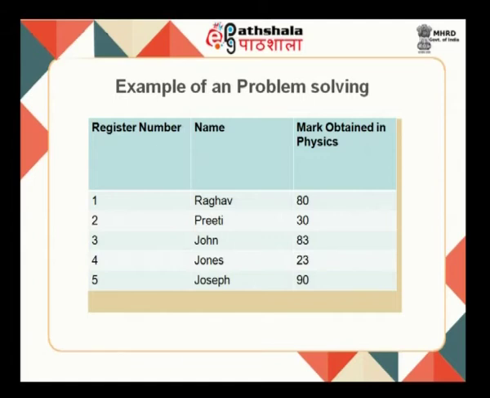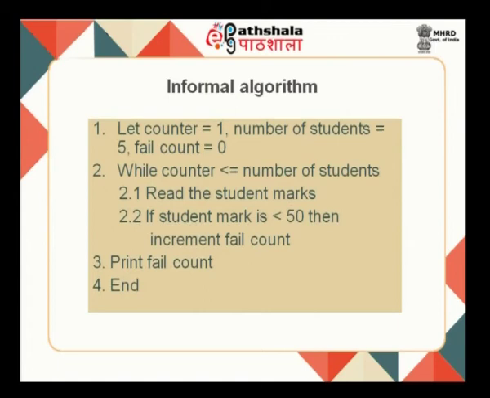So, there are 5 students. I am setting up a counter, counter is equal to 1, number of students is equal to 5, and initially I am setting the fail count as 0. While the counter is less than or equal to the number of students, I am reading the student mark, and assuming that 50 is the passing mark, I am checking the student mark with respect to 50, and if it is lesser than 50, then I increment the fail count.